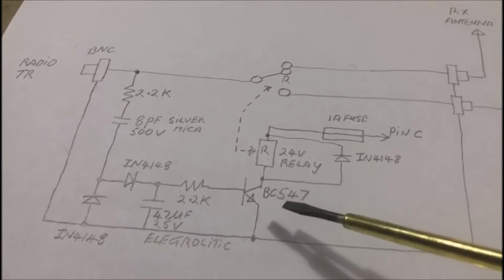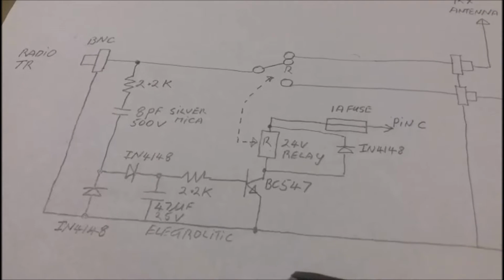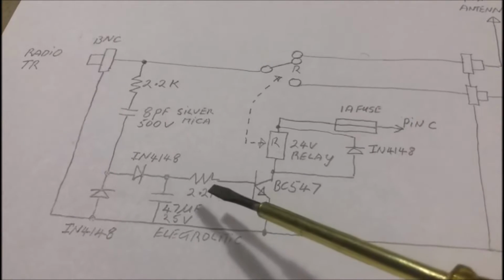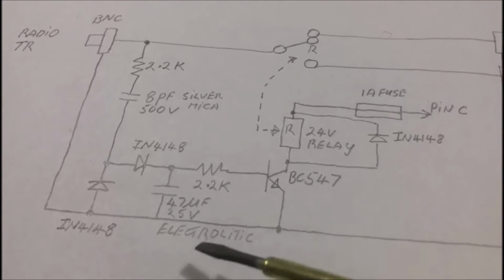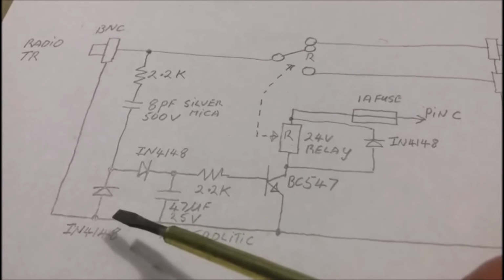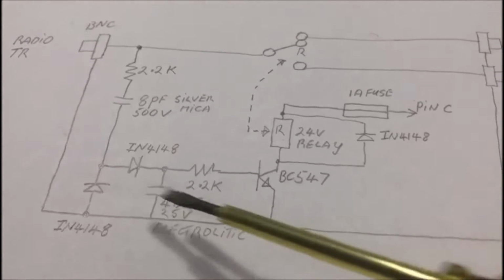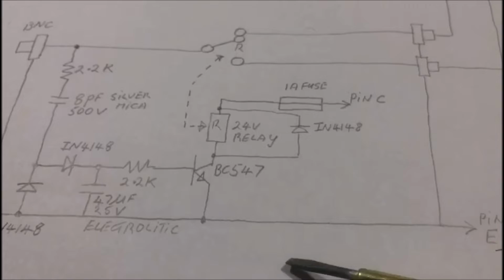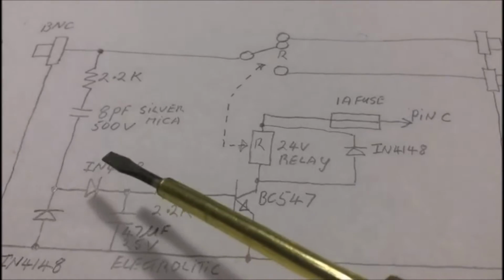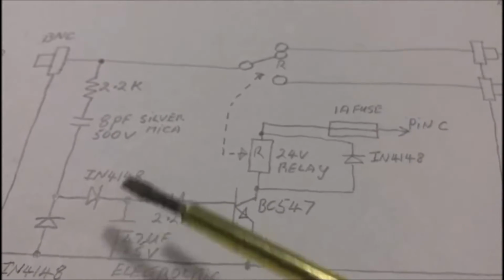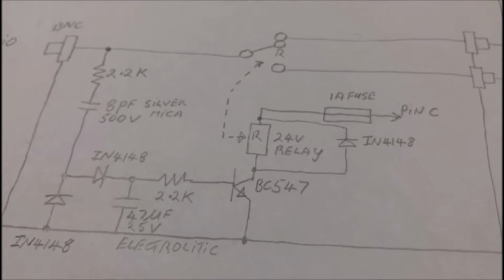The whole thing's controlled by a switching transistor, which is a BC547. Very easy to get this transistor. I could buy this at the electronics store down the street. We've got some resistors, 2.2K, an electrolytic capacitor here, 47 microfarad, 25 volts. And we've got some 1N4148 diodes. There's three of them, one here, and the freewheeling diode one as well. And lastly, to isolate this from the RX, we've got an 8 picofarad silver mica capacitor, a 500 volt one. Very, very important to get the high voltage rating on that particular capacitor.